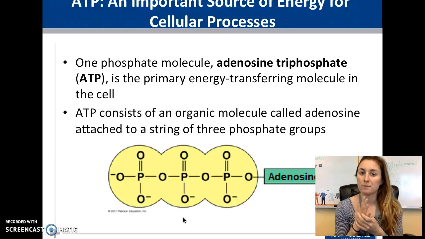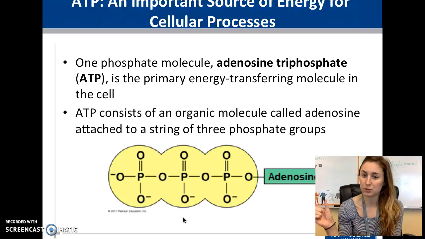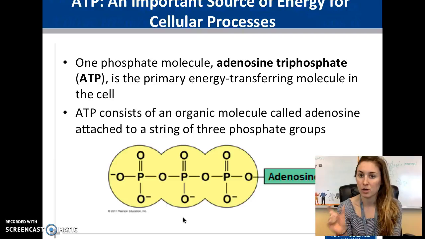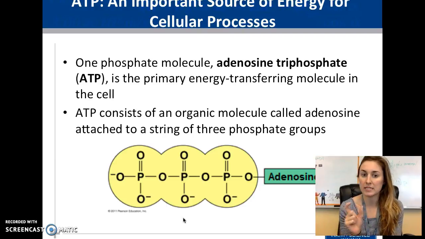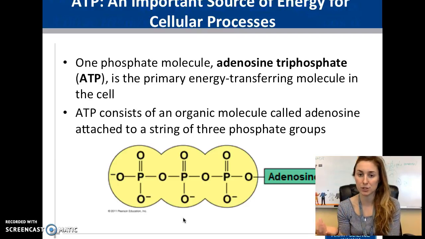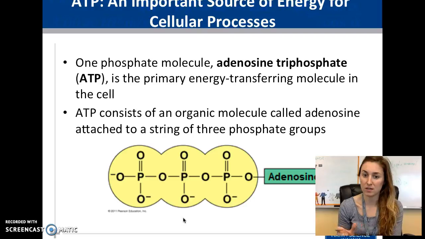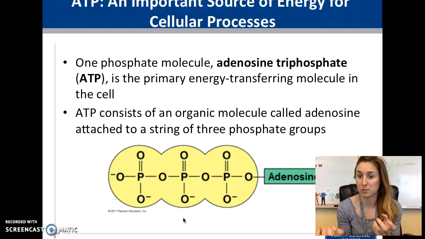Something that's important in biology is that we have this long chain of oxygens and phosphoruses, and then we have this functional group, adenosine, on it, which gives ATP this very special property. It's a very strong bond, so it releases a ton of energy when the phosphate is broken apart, which is why ATP is the source for a lot of our energy.